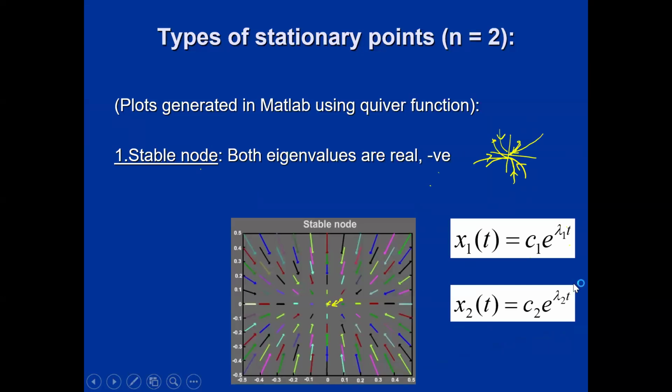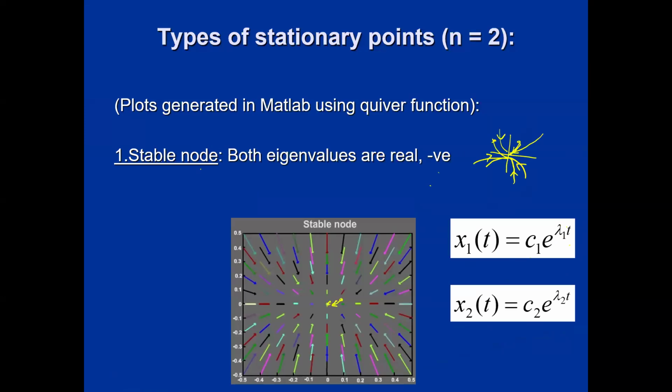So now this x1(t) is one component, x2 is another component. But these two components vary with time, like this, two expressions, c1 times e to the power of this thing and c2 times e to the power of this thing. So now we want to see how this variation looks.